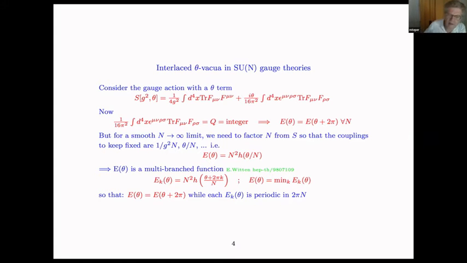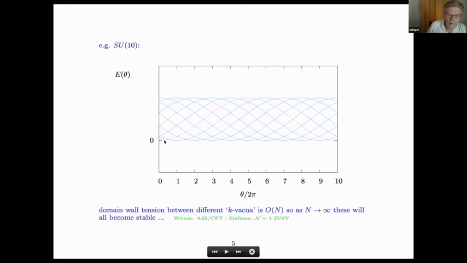Well, the suggestion is a multi-branch function. So here is a picture, say SU(10), where this is one branch, and it has a periodicity of 2 pi times 10, 2 pi n, which is 20 pi. But there are a lot of other branches with 2 pi periodicity, because the true vacuum will always be, as Massimo drew yesterday, the ground state. You go up to here, and then you flip to this one, and then you flip to this one, so you have this kind of shaped true vacuum. So this is the resolution from Witten.